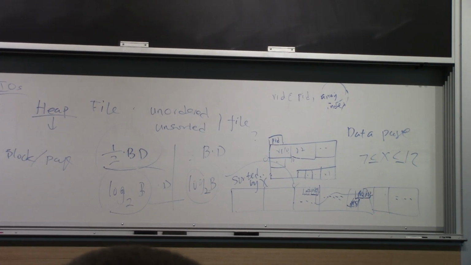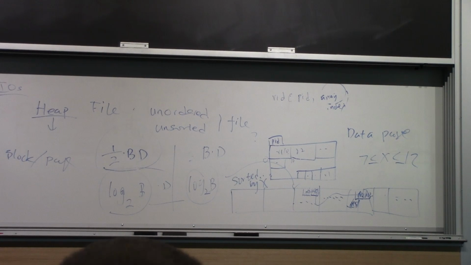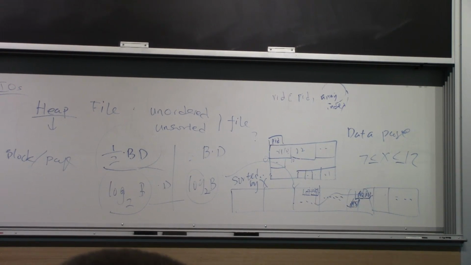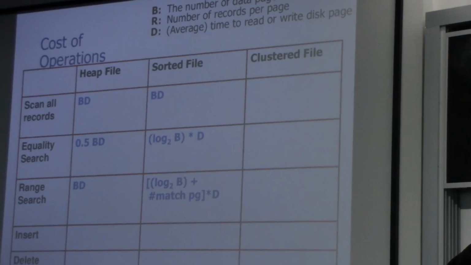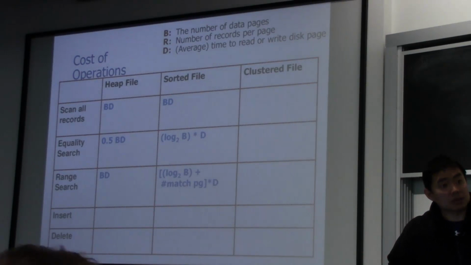Yes? For range search on the heap file, shouldn't that be half the heap? Sorry, say again? The heap file for range search? I just explained, you have to look at everything, because you don't know how many records are going to be in your range. So you have to go all the way to the end to be sure you have found all records in the range. So there's no average case. Average case, best case, worst case, all B. You have to go all the way to the end, unless somebody magically tells you ahead of time how many matching records you have, then you may be able to stop earlier, once you find that many matching records in the range.